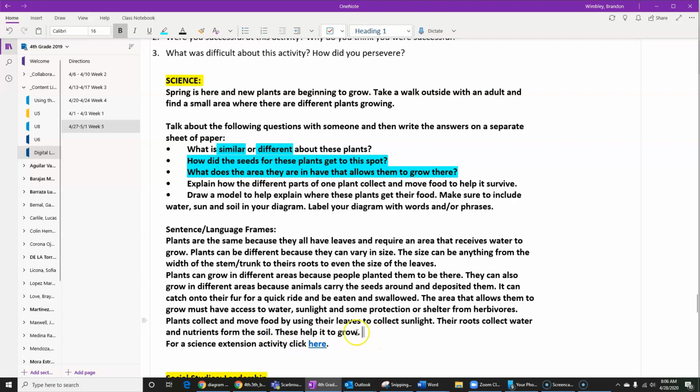Alright, so we've answered all of those questions. So now we have just this one last part. It says draw a model to help explain where plants get their food. You make sure to include water, sun, and soil in your diagram. Label a diagram with words or phrases. So here's my picture. If you need help, you can Google it.